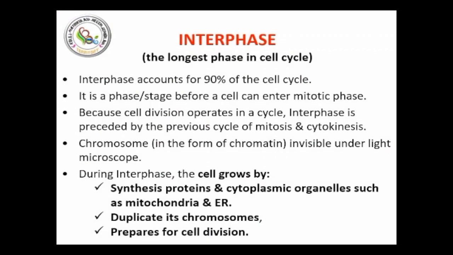Interphase. Interphase is the longest phase in the cell cycle. It takes about 90% of the cell cycle, and it is the stage before the cell can enter the mitotic phase. During interphase, chromosomes are in the form of chromatin and are invisible under a light microscope. During interphase, the cell grows by synthesizing protein and cytoplasmic organelles such as mitochondria and endoplasmic reticulum, and duplication of chromosomes occurs for the preparation of the cell division.